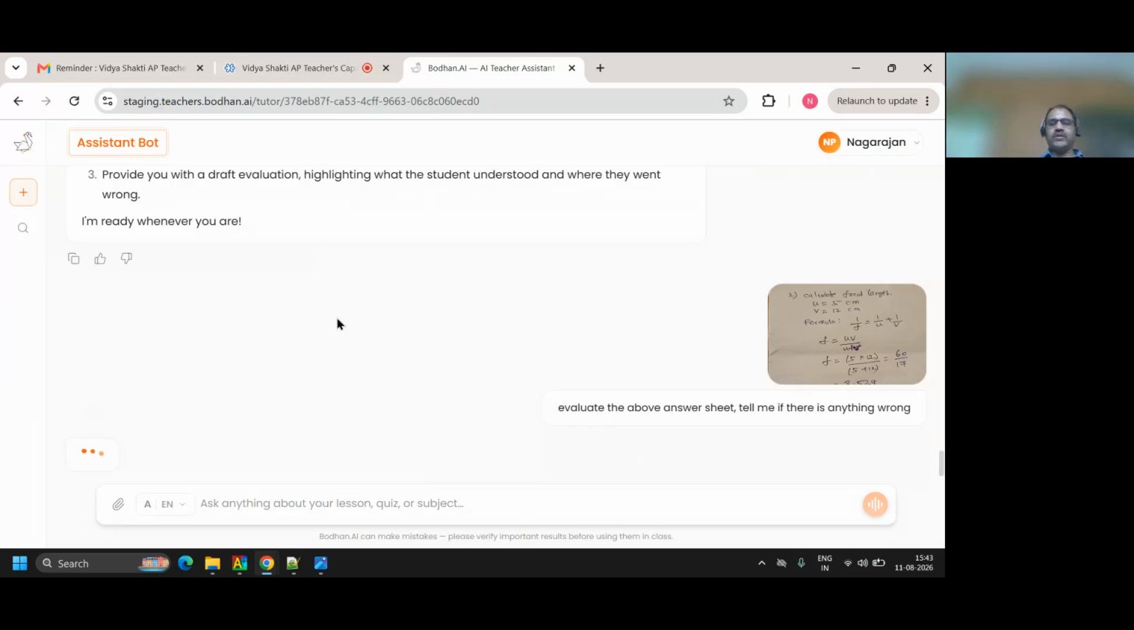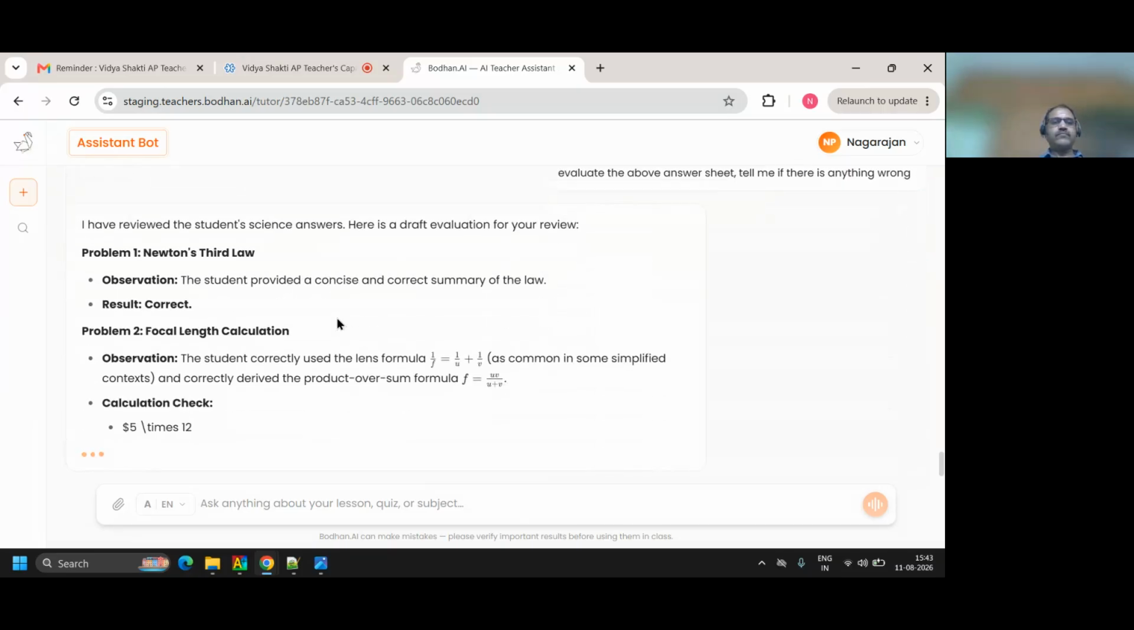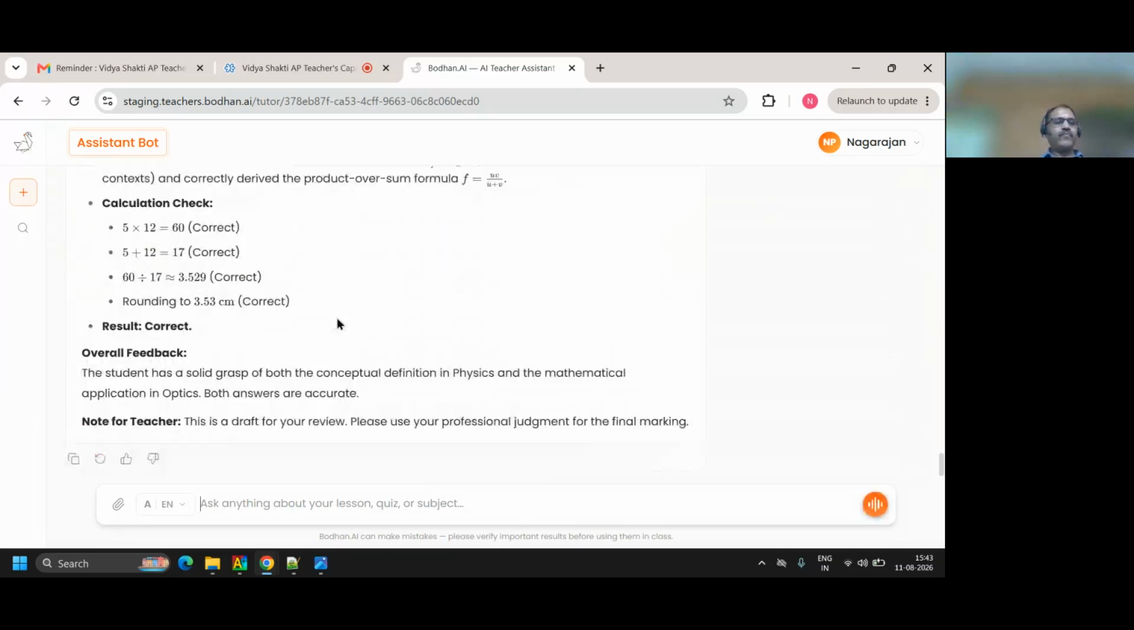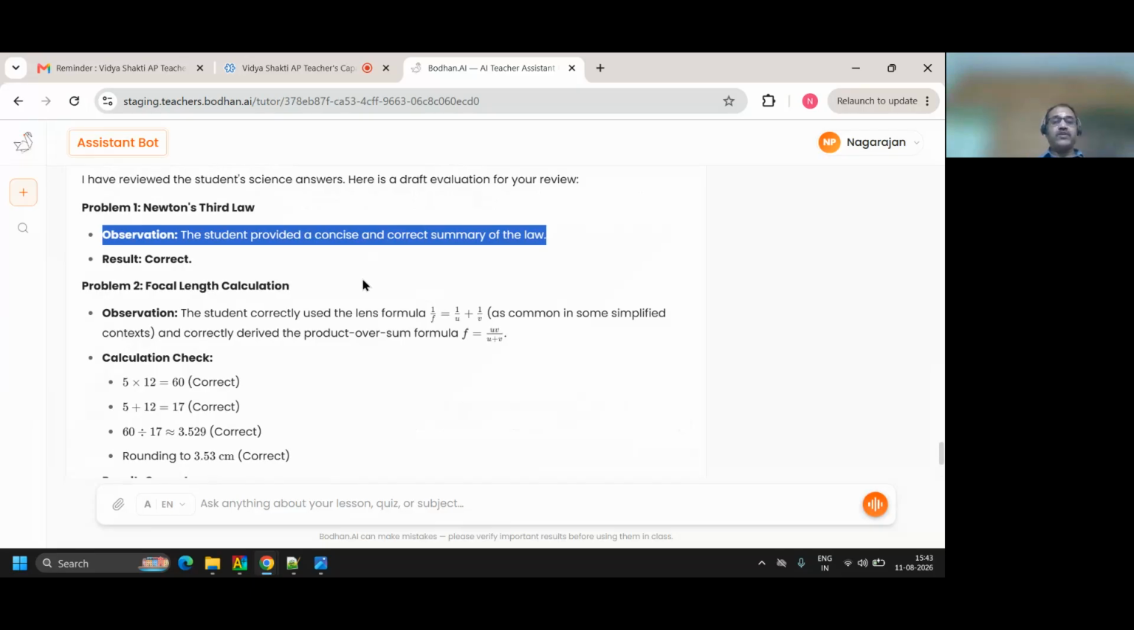Now it is giving me the observation of the law, correct? Now I have to make sure that it is fully done. Observation, second question again: whether the student has Newton's third law, equal and opposite. What he has written is correct, but is it the exact law, right?